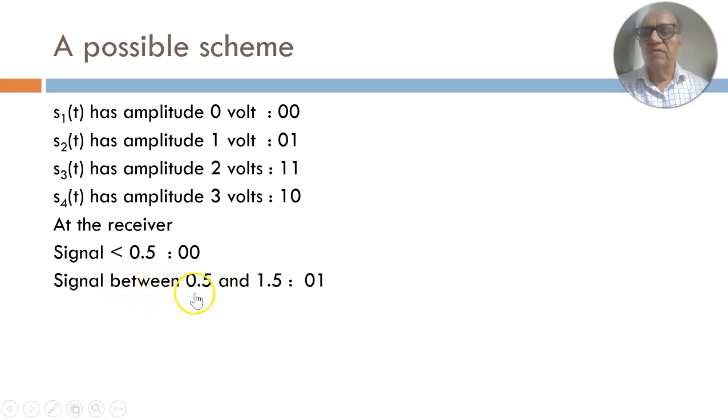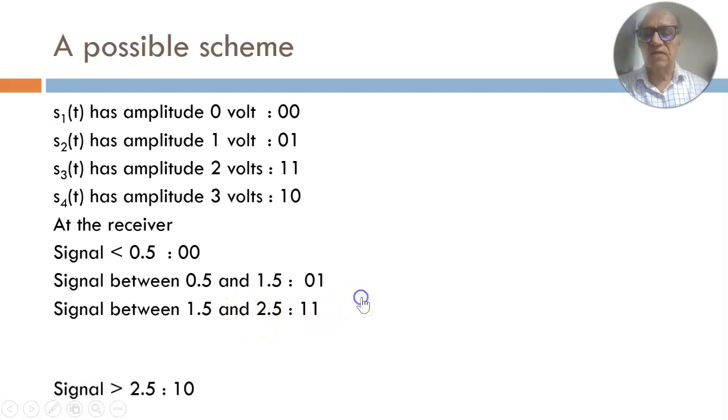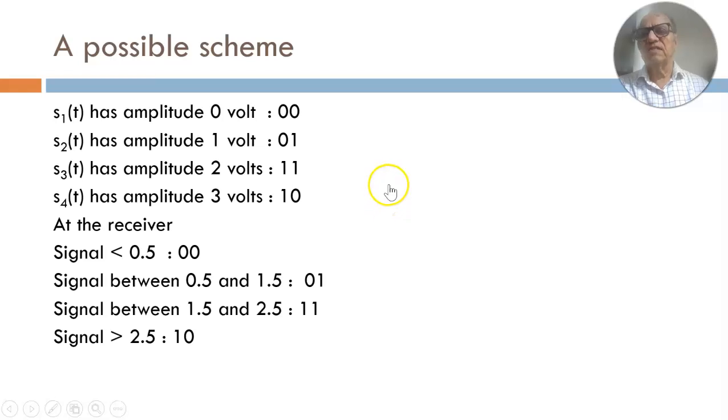If the signal lies between 0.5 and 1.5, then you decide that 0 1 was transmitted. Then if it is between 1.5 and 2.5, 1 1 was transmitted. And finally, if it is greater than 2.5, you assume that you detect that 1 0 was transmitted. So this is one possible scheme.